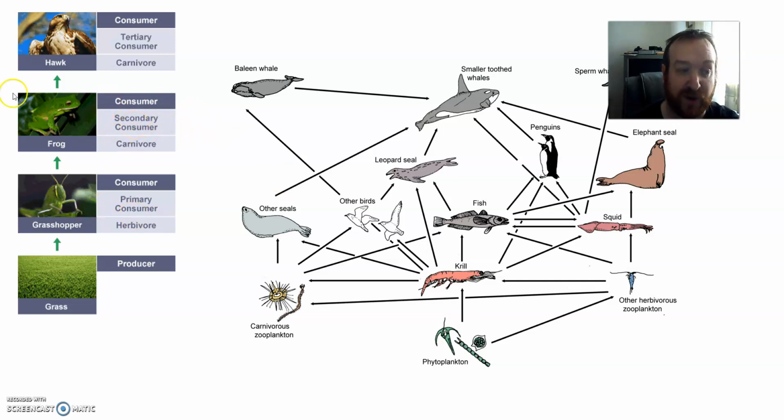This would be the secondary consumer. The frog is a carnivore. It doesn't eat the plants. It just eats the grasshopper. Okay, and the frog is consumed. It's eaten by this hawk.